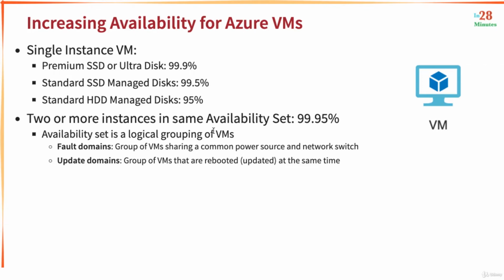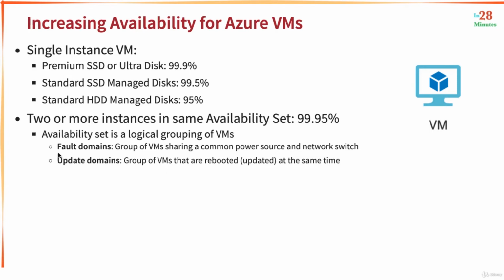If I have 2 VMs and both the VMs are deployed to the same fault domain, what would happen if the power source goes down? Both the VMs would be down. So for higher availability, you'd want to distribute your VMs across different fault domains. You don't want all your VMs to share the same common power source and network switch.